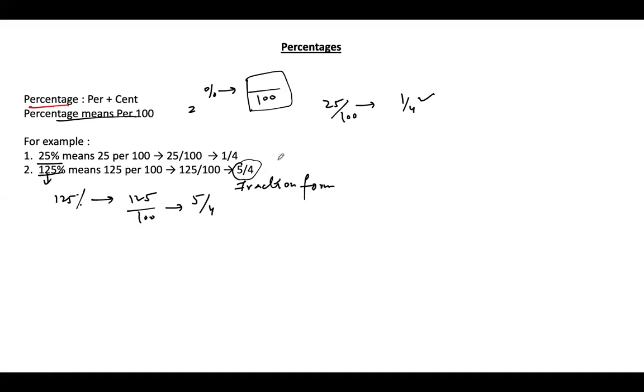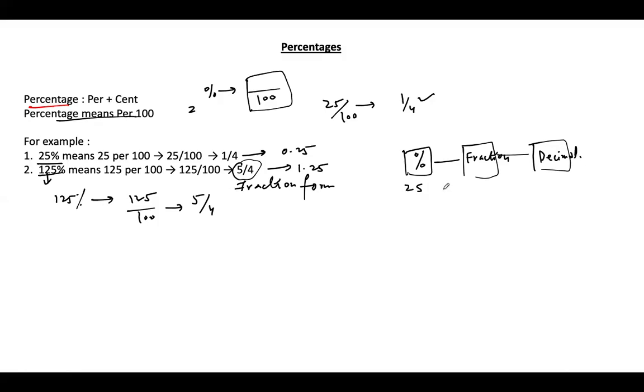Similarly, this fraction 1 by 4 could be written as 0.25. Similarly, 5 by 4 can be written as 1.25. That means there is a relationship between percentage, fraction, and decimal. If I'm saying 25%, I mean to say 1 by 4. I also mean to say 0.25. Important.